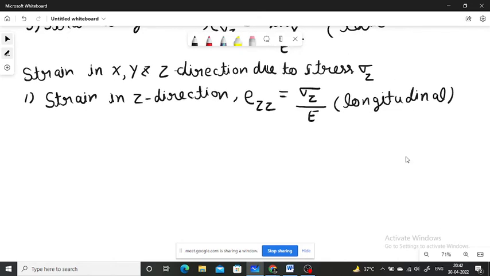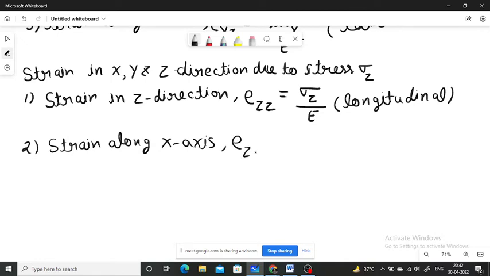Strain along x axis will be, strain due to the z stress sigma z in direction of x will be minus mu into longitudinal strain. This is lateral strain.